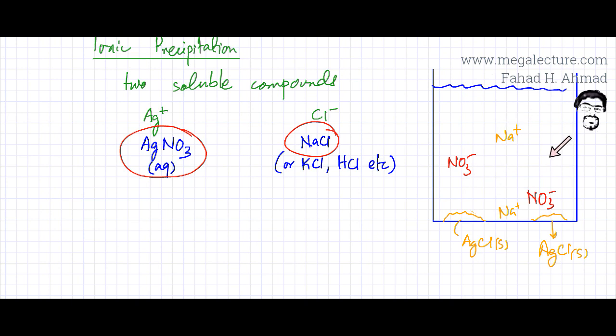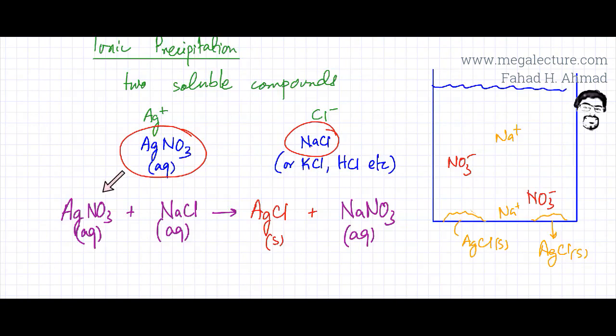So two things would be formed. And here's my equation as well. Silver nitrate aqueous mixes with NaCl aqueous, it ends up forming AgCl solid, which settles at the bottom, and sodium nitrate would be formed, which would remain part of the solution. And what you're going to do is eventually filter this AgCl solid precipitate, and you can easily remove it. So this is what ionic precipitation is.